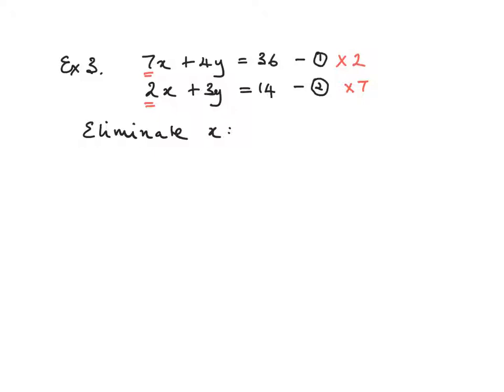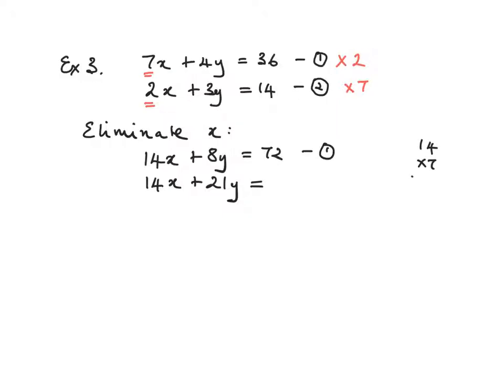So, equation 1 multiplied by 2, that gives us 14x plus 8y equals 72. Equation 2 by 7, 14x, plus 21y, I beg your pardon, 14x, 7 times 3 is 21, and 7 times 14, 7 tens are 70, and 7 fours are 28. So the answer is 98.